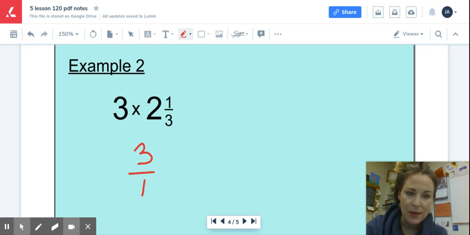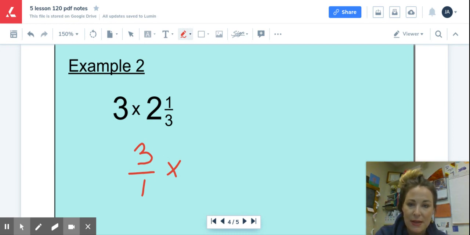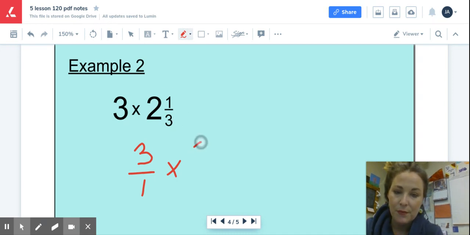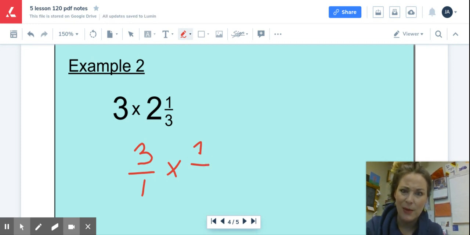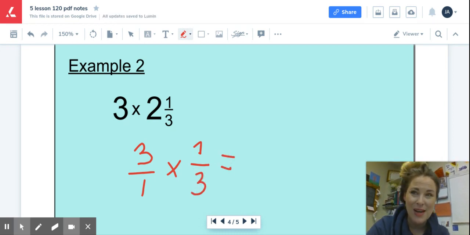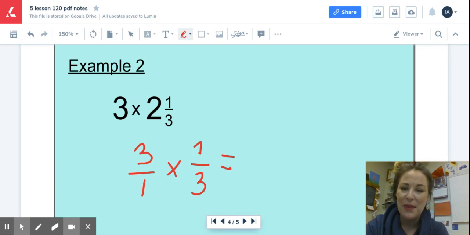3 over 1, and then times. Now I do have to convert this mixed number. So here we go. We have 3 times 2 is 6, plus 1 more is 7. That's kind of weird. 7 all over the same denominator of 3. At this point, I could talk to you about cross-reducing, but we'll save that for another day. Let's just multiply across. 3 times 7 is 21. 1 times 3 is 3.